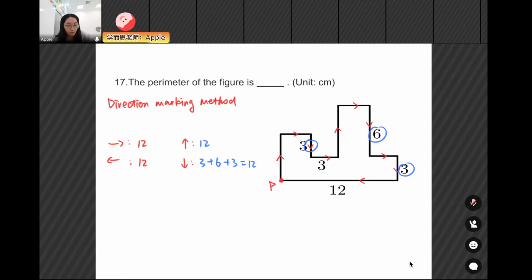Okay. Now, what is the perimeter? Yeah, for perimeter, it is 4 times 12, and then you will see that the answer is 48. 48 centimeter. Is it hard? Should be okay, right?